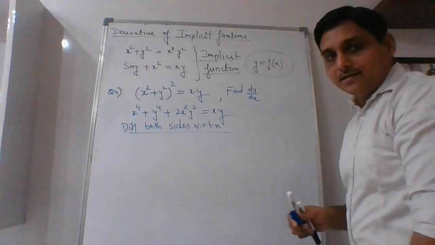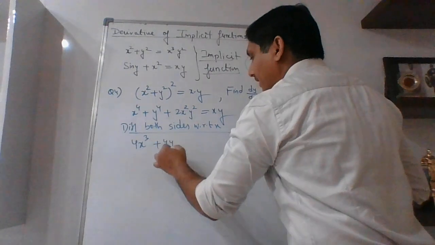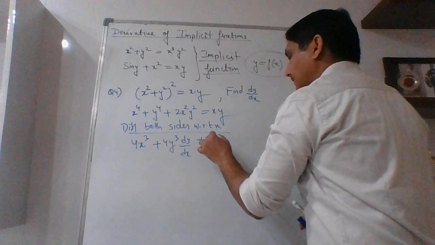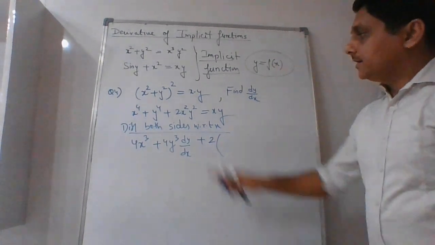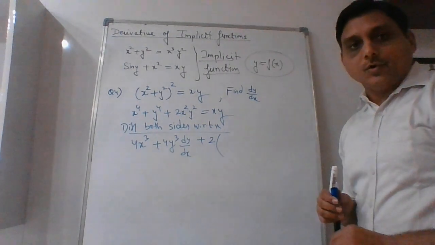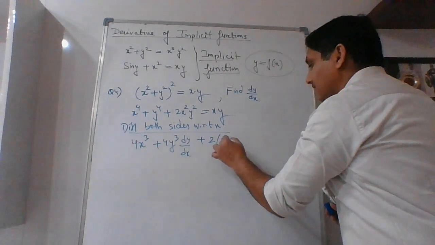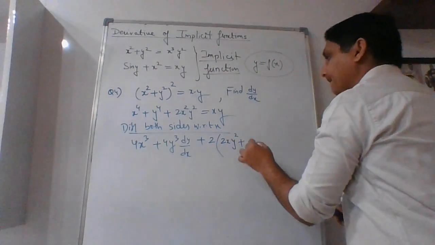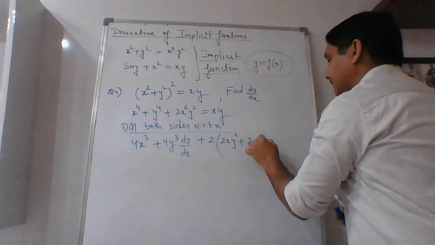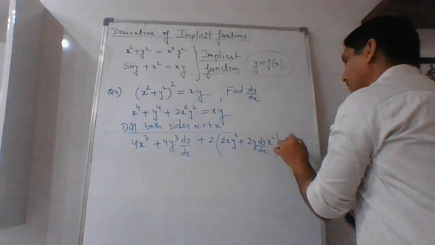So when you do that, its derivative will be 4x power 3 plus 4y cube dy upon dx plus 2 will move outside. Now when you take the derivative of x square into y square, you need to apply product rule. So let us apply product rule over here. So when you apply product rule, this is what you will get. So this is by the application of product rule.